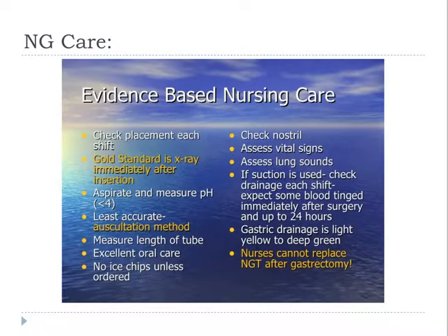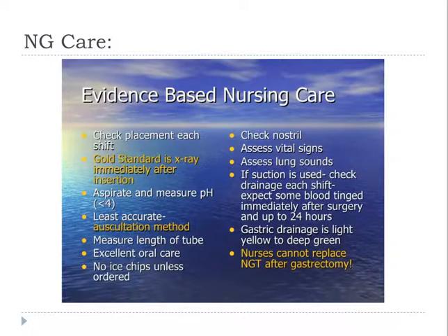There are some pieces of evidence-based nursing care that we need to do for anybody that has an NG. So we want to verify that placement. We want to make sure that NG is where it's supposed to be. The gold standard is for an X-ray immediately after insertion. Thereafter, we will aspirate some secretions and check the pH on pH paper, and it should be less than 4. For some reason, if you can't get a good pH and you're worried it might be misplaced or in the lungs, you can get another X-ray. You'll have to contact the physician for an order, of course.